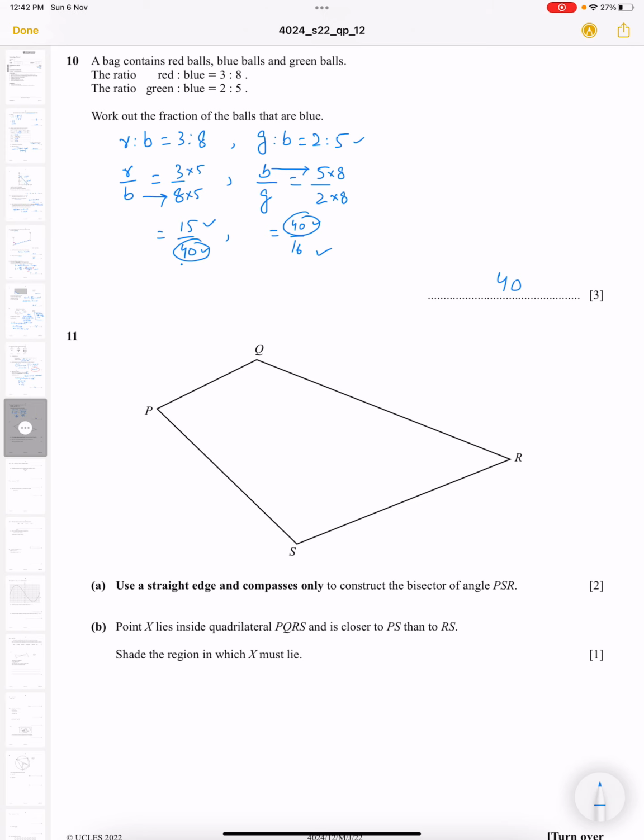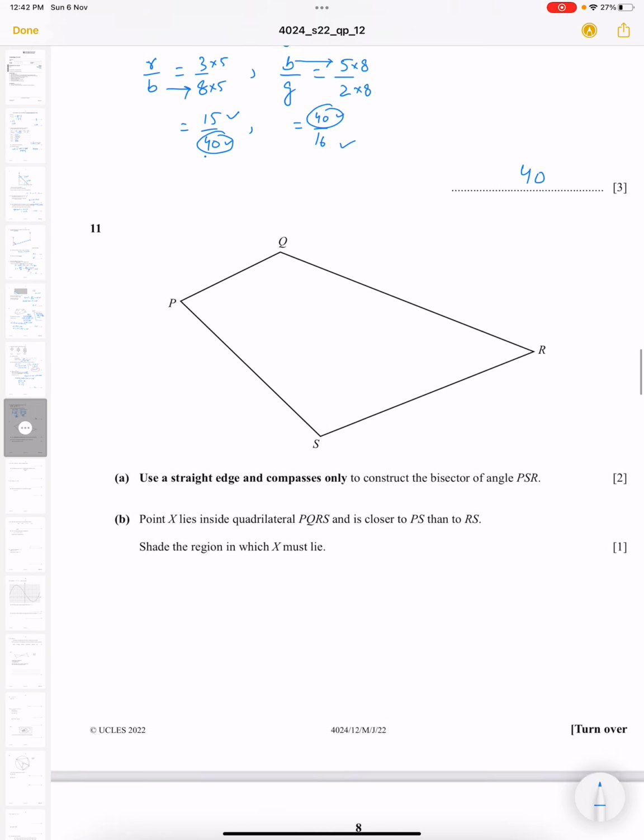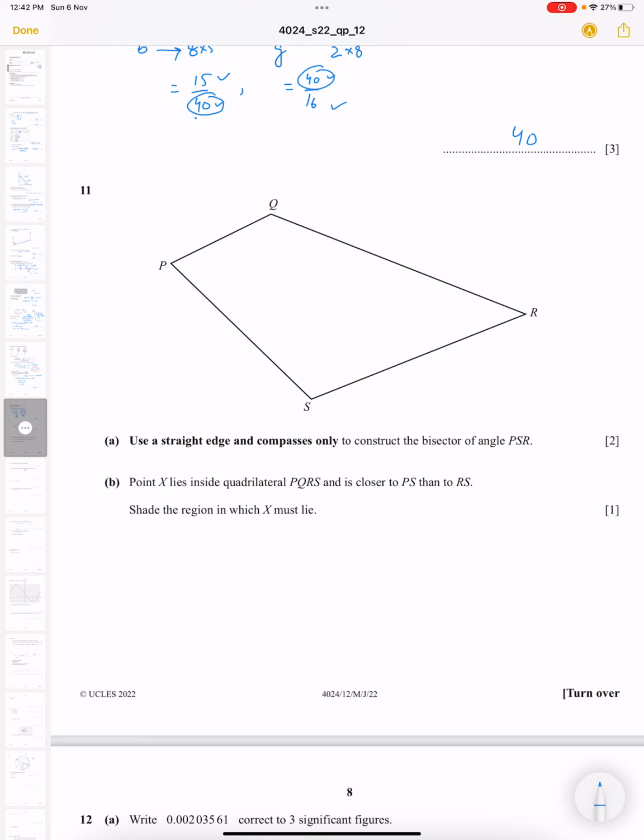Okay? The next question is of loci. Use a straight edge and compasses only. Construct the bisector of angle PSR. So PSR, that's the angle PSR. Let's construct its bisector. Now, since I cannot use a compass here, I can just explain the process, what you have to do. Then I will make a separate video using geometrical instruments on loci.